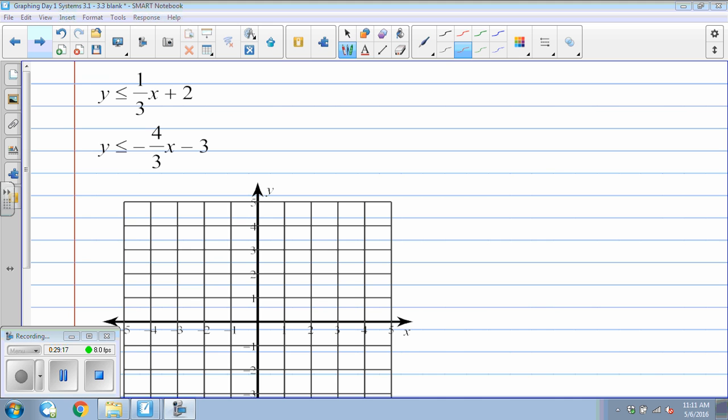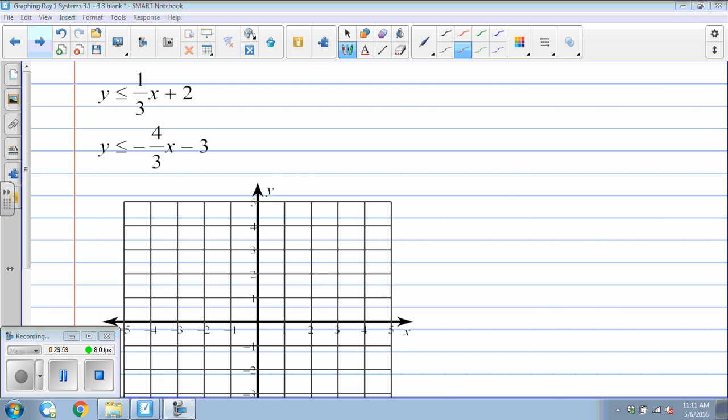These are already set up y equals. When you put these in your calculator, if they're not set up y equals, you need to do that. When you're solving for y in these inequalities, if you have to multiply or divide by a negative number, you have to switch the inequality. So if you divide everything by negative 2, that less than is going to turn into a greater than. Which matters when you graph it.